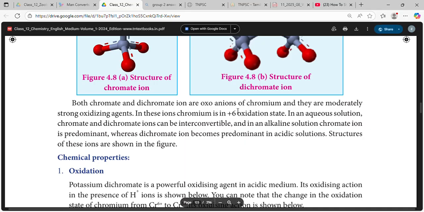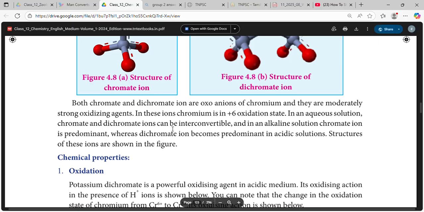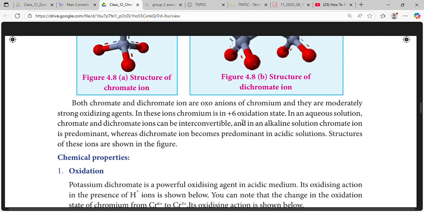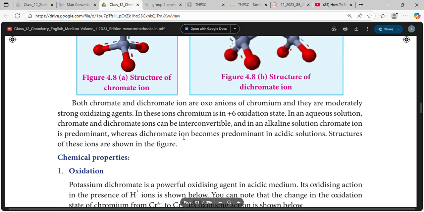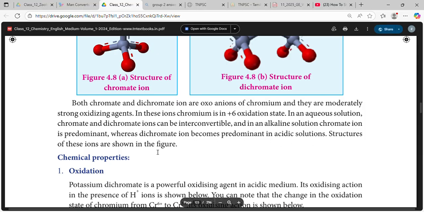Both chromate and dichromate are oxo ions of chromium, and they are moderately strong oxidizing agents. In these ions, chromium is in +6 oxidation state. In an aqueous solution, chromate and dichromate ions are interconvertible. In alkaline solution, chromate ion is predominant, whereas dichromate ion becomes predominant in acidic solutions. Structures of these ions are shown.